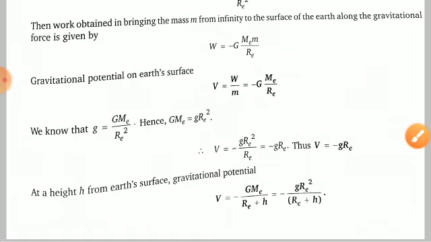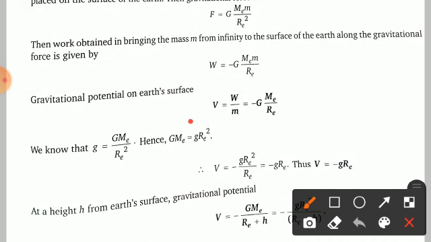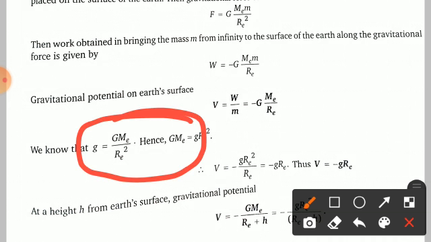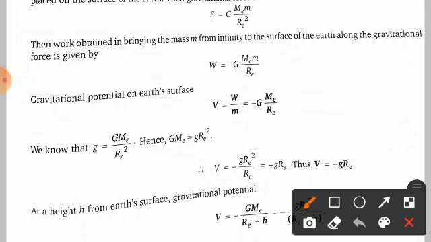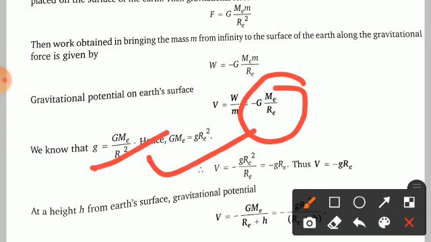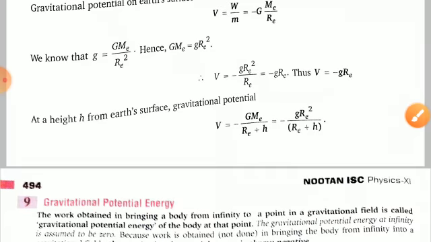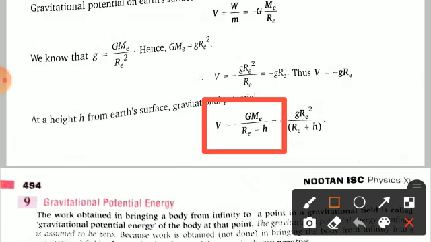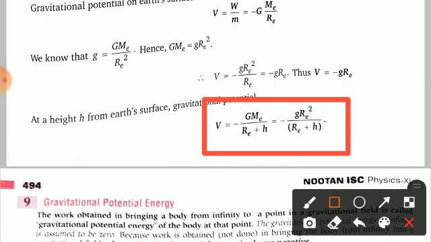Now there is a relation we had already set up, between acceleration due to gravity and the universal gravitation constant. In our previous lecture I taught you about this. g equals G Me by Re square, so you can write G Me equals g Re square. If we put the value of G Me in this equation, the potential comes out to be V equals minus g Re. If we talk about the height above the earth's surface, then the gravitational potential changes to this form. Fine.